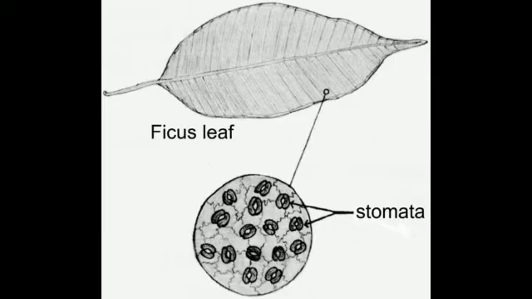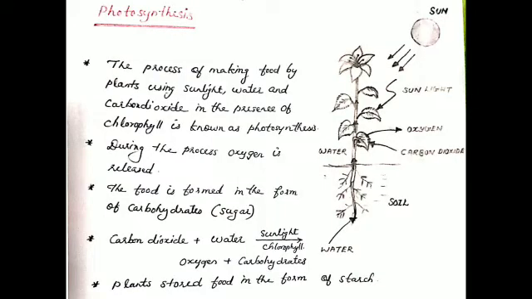Then, what is photosynthesis? The figure shows the process of photosynthesis. The process of making food by plants using sunlight, water and carbon dioxide in the presence of chlorophyll is known as photosynthesis. During this process, oxygen is released. The food is formed in the form of sugar. The food is transported throughout the plant by the stem and its branches.